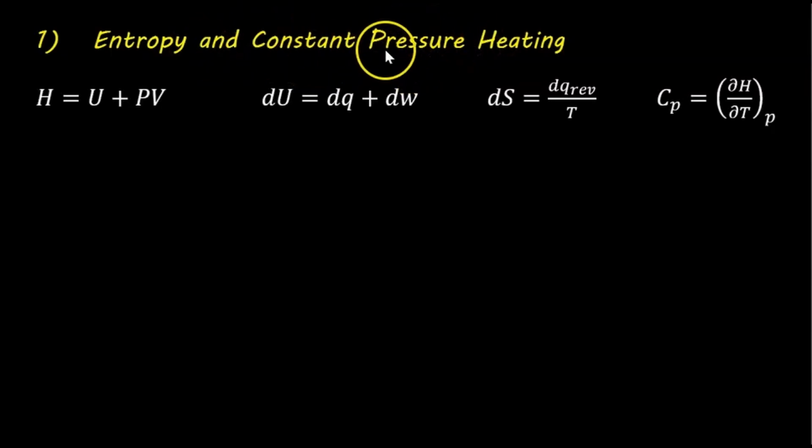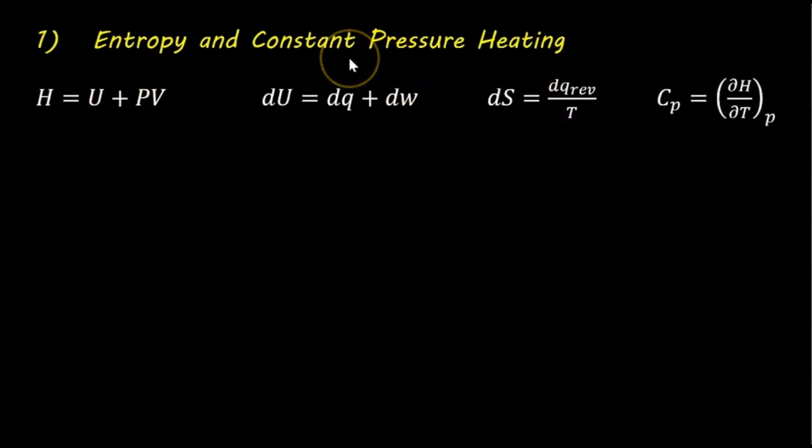To calculate the change in entropy for a constant pressure process, we're going to use the thermodynamic definition of entropy, or the Clausius definition of entropy right here. There's an equal sign because this is for a reversible process, the idealized hypothetical process. To get any use out of this equation, we need to know what the dq is. And we're going to do that using enthalpy.